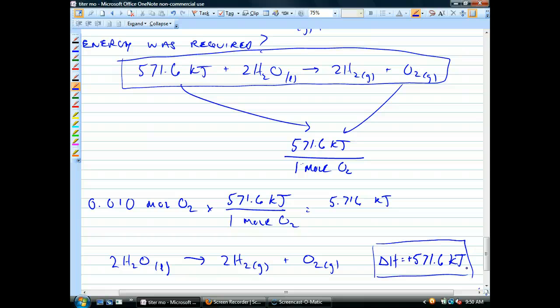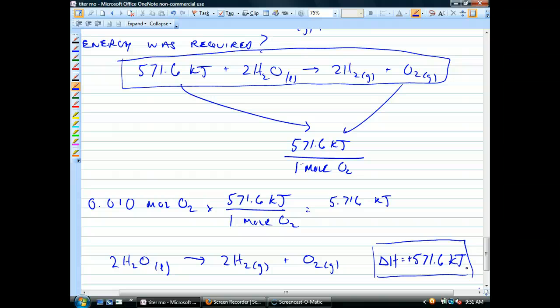Just remember that delta H is equal to Q. Q is positive when something is absorbing energy. It's absorbing heat. So in this case, when the heat is on the left-hand side, when it's a reactant, that's an endothermic process, and delta H is going to be positive. If I flip it around and heat is a product, then delta H is going to be listed as negative.